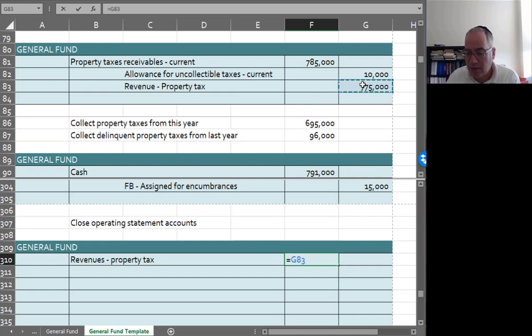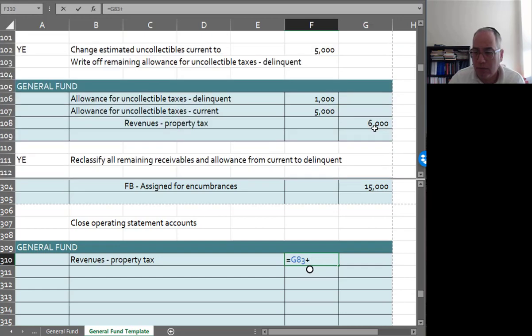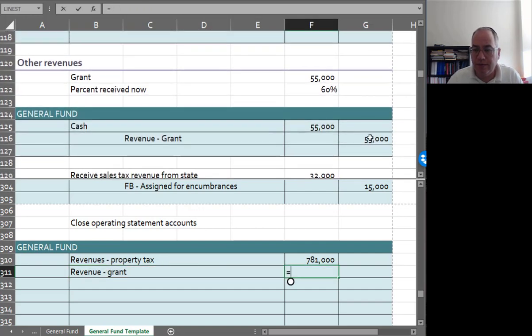$775 plus $6,000. We also had revenue from a grant equal to $55,000, which was a mistake. You didn't correct me. It should be 55,000 times 60%. Or 33,000. Now that's correct.